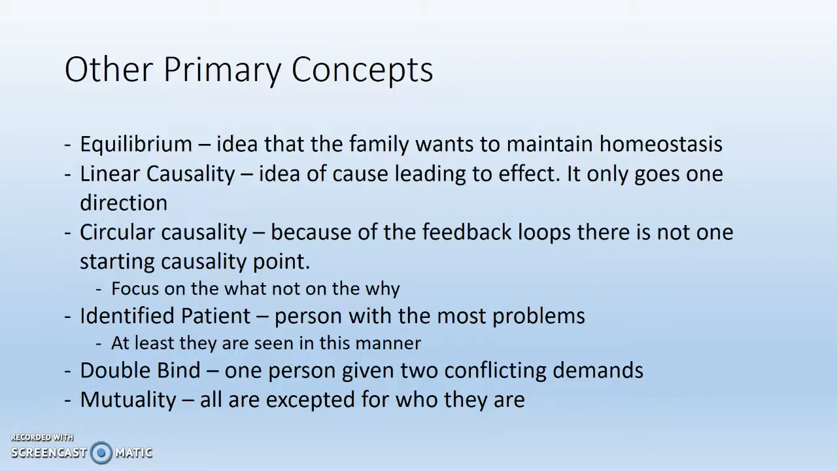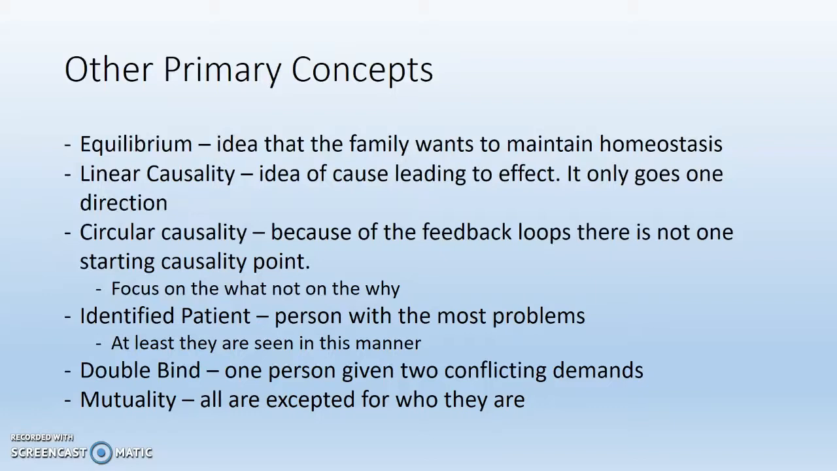A double bind is the idea of where one person is giving two conflicting demands. So, for example, Heavenly Father had asked Adam and Eve to multiply and replenish the earth, but he had also asked them to not partake of the fruit. And in doing one command, they couldn't fulfill both commands.